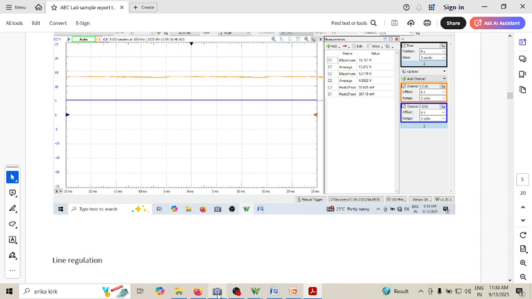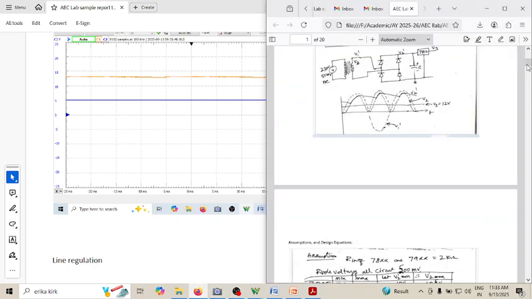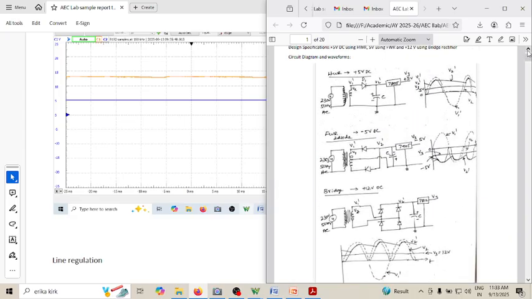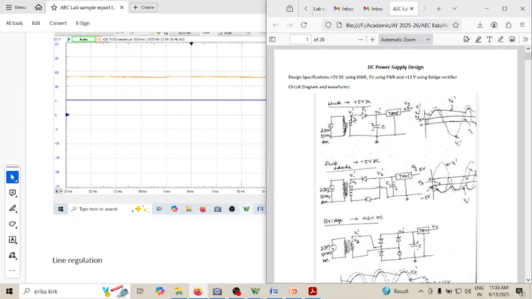What we are trying to see here is, in the first case we just measure the input voltage, then the input and the rectified one. When you're finding the rectified, you remove this capacitor. Then the input and the filtered one, and then the filtered and the output. So always we measure the input using channel 1 and the output using channel 2.